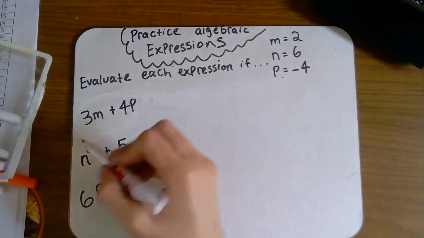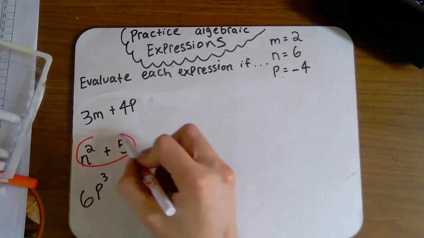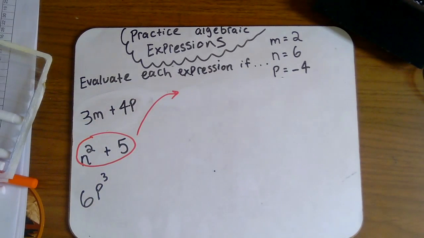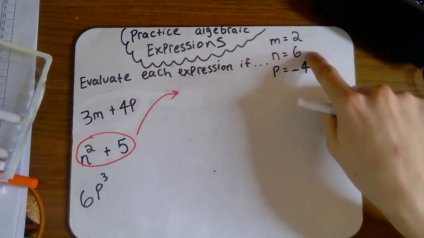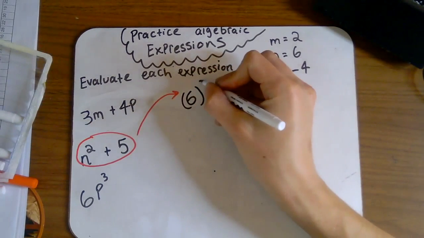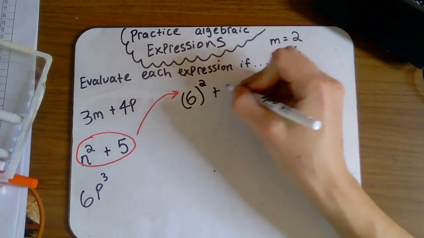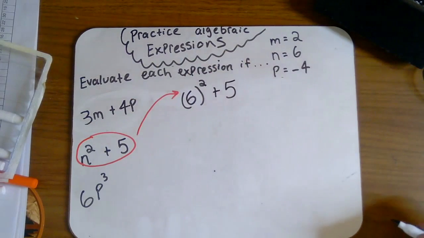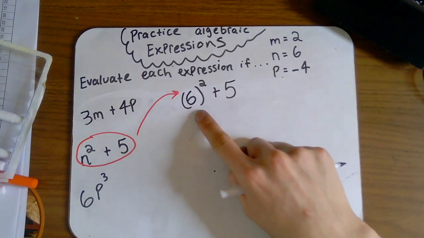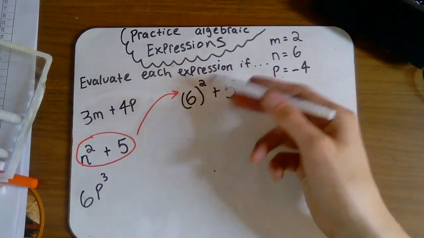Okay, so now let's move on to the second expression. So again, I'm going to go ahead and use this empty space to solve it out. And we have n squared plus 5. So before we even start calculating, let's go ahead and replace n with 6. So we're going to take 6 and we're going to square it. And then we'll add 5 more. Well, order of operations is going to remind us that before we can add, we need to go ahead and take care of the exponents. And in this case, we have 6 squared.